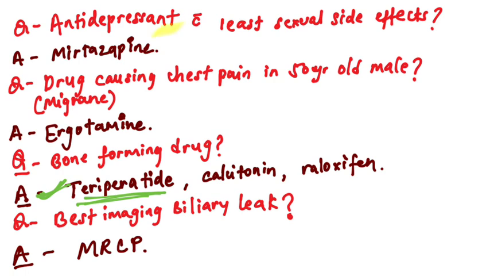Now antidepressant with least sexual side effects. So mirtazapine is the answer. It is the antidepressant with least sexual side effects, mirtazapine. Now migraine drugs which cause chest pain in 50-year-old males. So ergotamine is the answer. Now bone forming drugs, the teriparatide, calcitonin, and raloxifene. Very confusing, but the answer is only bone forming they asked. So teriparatide is the answer.